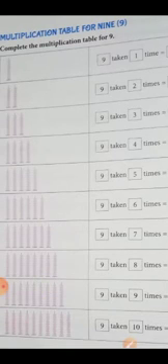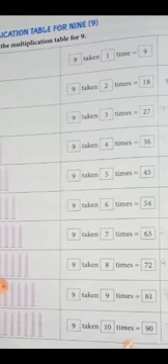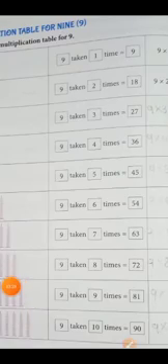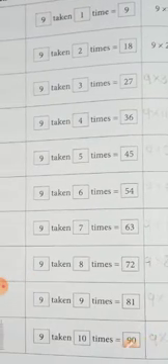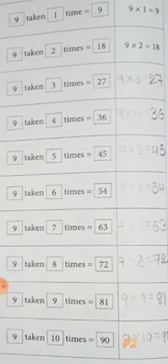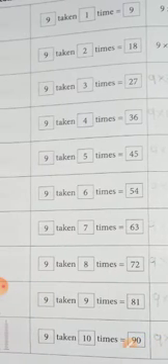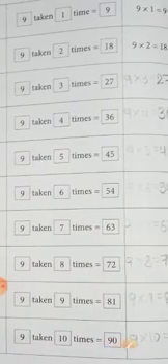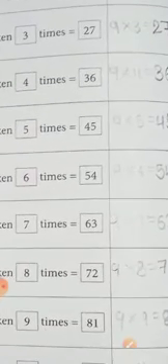Here 9 beads taken 3 times. Answer became 27. 9 taken 4 times. Here 9 beads taken 4 times. So answer became 36. 9 into 4 is equal to 36. 9 taken 5 times. Answer became 45. 9 into 5 is equal to 45. 9 taken 6 times is equal to 54. Answer is 9 into 6 is equal to 54.